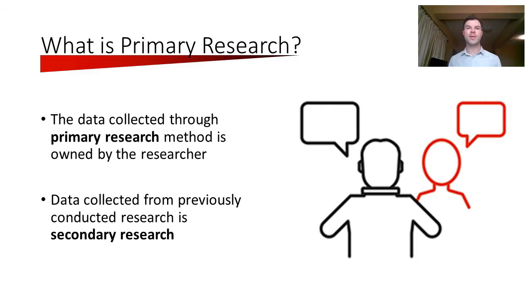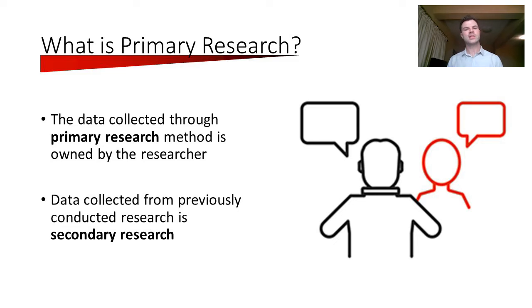So what is primary research? Primary research is conducting research where you or your team are the ones who are collecting and analyzing the data. That means the result of that research is owned by you, the researcher. Examples of primary research methods include conducting interviews, performing surveys, holding focus groups, or conducting observation studies.